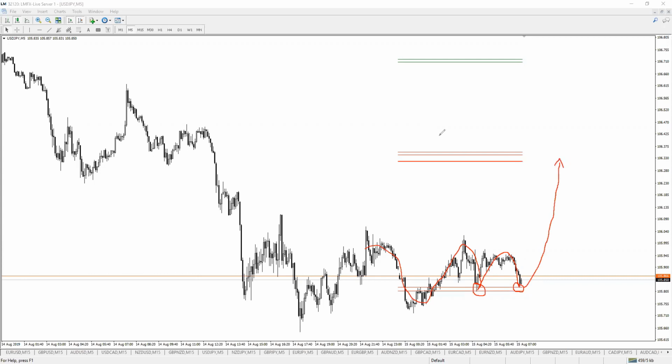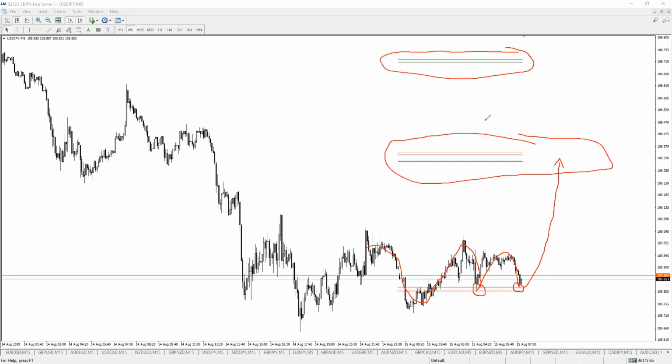Your take profit can be somewhere in this category. Take profit can be up here. If you're not paying attention or you're not actively trading, just set a quick take profit. Take profit 25 pips. One of these lines.